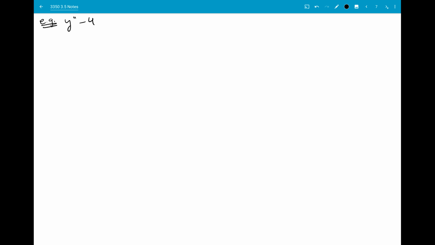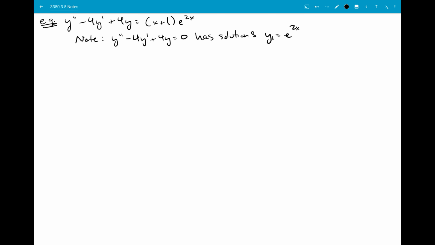So we're looking to solve y'' minus 4y' plus 4y equal to (x plus 1) e to the 2x. And I'm going to go ahead and tell us right off that y'' minus 4y' plus 4y equal to 0 has solutions y1 equal to e to the 2x and y2 equal to x e to the 2x.